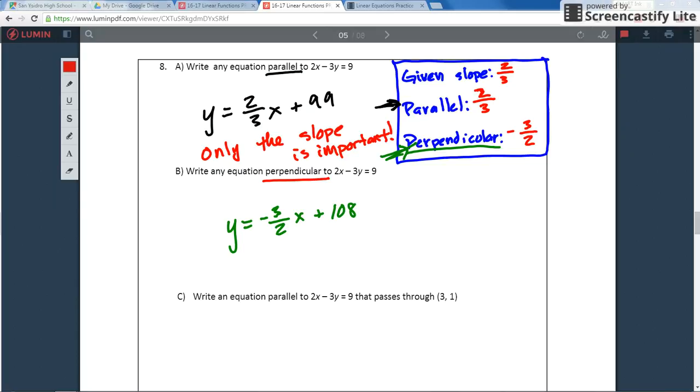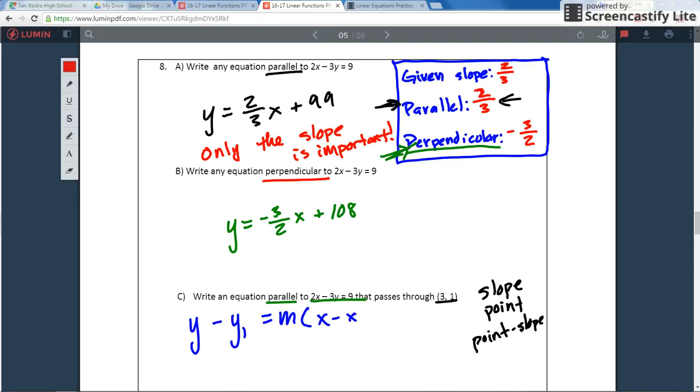Then we have to write an equation parallel to this. So again, we're going to use this slope. But then they give us a special point, which means if we know the slope and they give us a point, we should use point slope form. That would be so much easier than slope intercept because we don't know what the y-intercept is. So let's see. Point slope form, y minus y1 equals m(x minus x1). I always write it and then erase and replace.